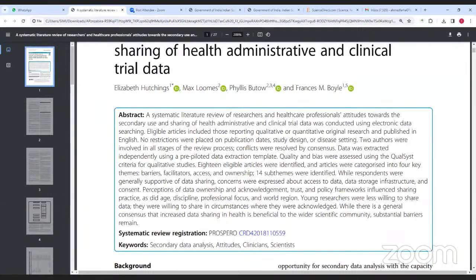So this will be your four key themes. And again, after that, it is written 14 sub-themes were identified. Okay, so under the barriers, you have some codes. And based upon those codes, again, you can get some sub-themes.